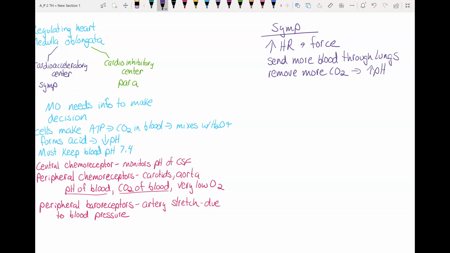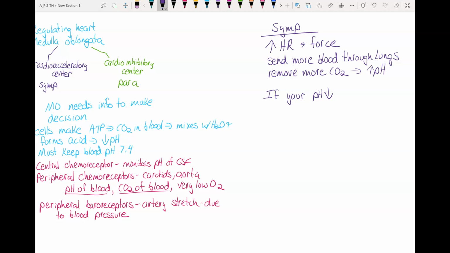Well, if you're wanting to increase your pH, that means there's something going on in your body that's lowering it. Remember, you always want to stay at homeostasis. Your goal is to stay at 7.4. So you would do this if your pH is too low. So if your pH is too low, your medulla oblongata would use sympathetic to increase your heart rate and force. You'll send more blood through your lungs, you'll get rid of carbon dioxide, and you'll bring your pH back up. And this way, you'll stay at 7.4.